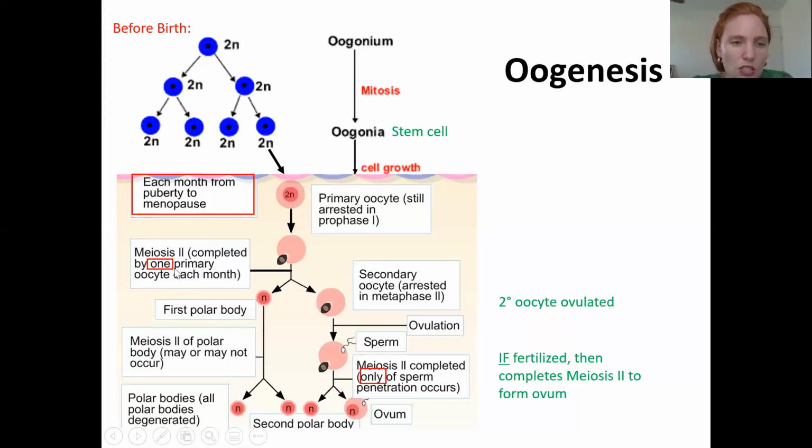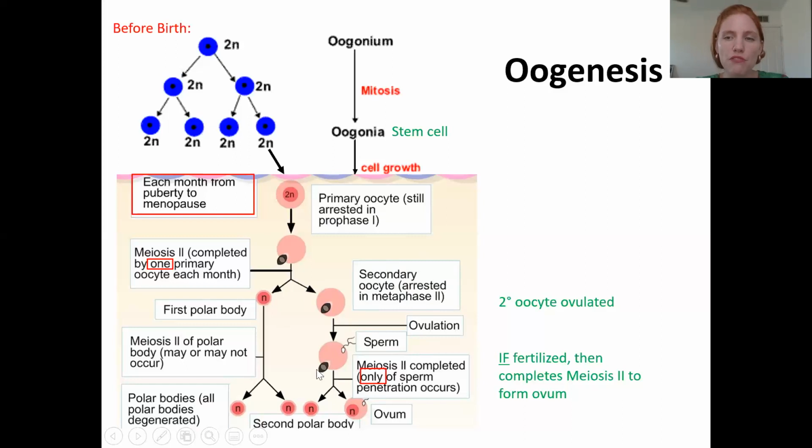So the one that will be chosen will finish off meiosis 1. It'll go into meiosis 2, but then again, it'll be stuck in meiosis 2. Okay, so it finishes off meiosis 1 and it's stuck in metaphase 2 of the second division stage. And the egg that will be ovulated, which means that you eject the egg out of the ovary, is going to be a secondary oocyte stuck or arrested in metaphase 2. Okay, so we have a second arrested phase, and it'll stay in metaphase 2 unless something specific happens.